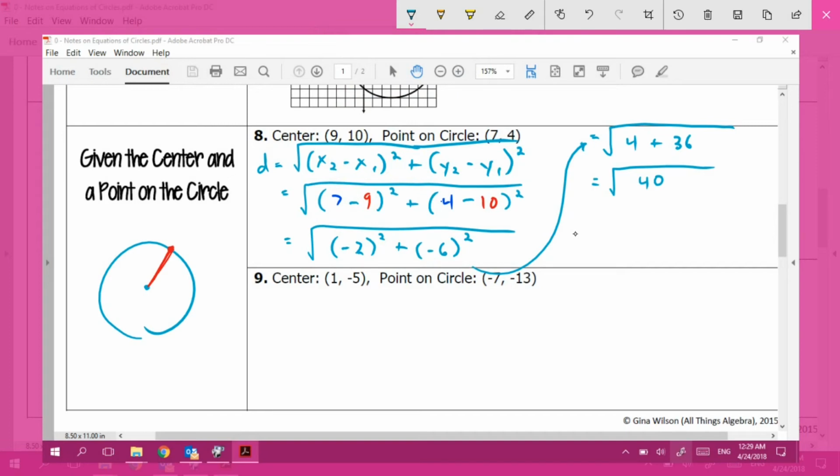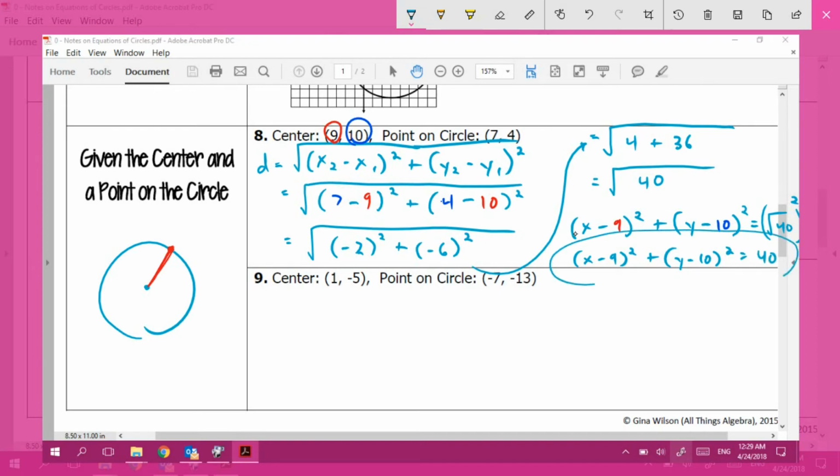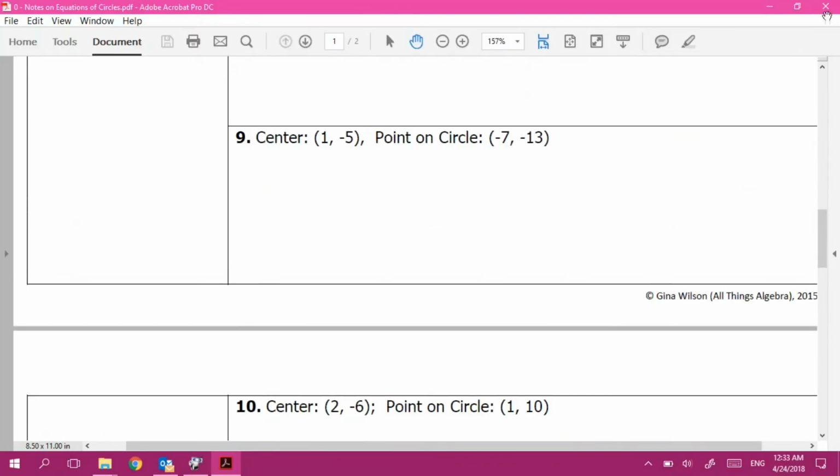So here we go. The equation of a circle is going to be x minus, where's the first point? Right here, the 9. X minus 9 squared plus y minus, what's my other number over here? 10 squared equals, now square root of 40 was my radius, and if I square the square root of 40, that just gets rid of the square root sign, so it's just going to be 40. So my final answer is (x minus 9) squared plus (y minus 10) squared equals 40. And that is it. So you guys try numbers 9, 10, and 11.